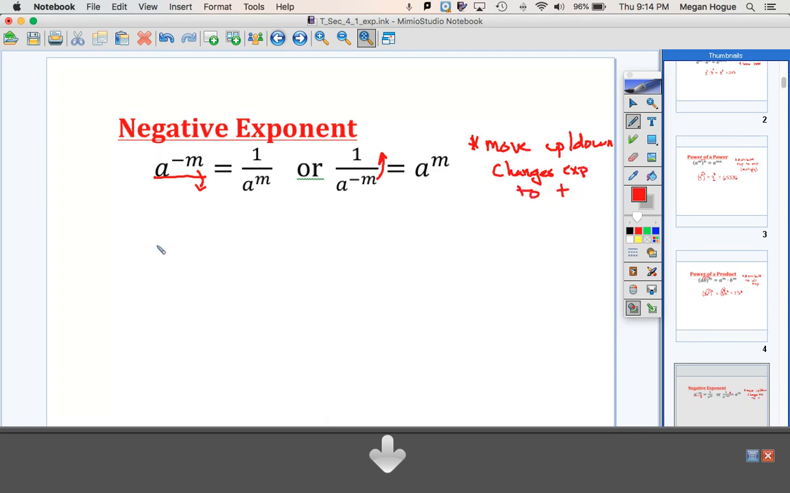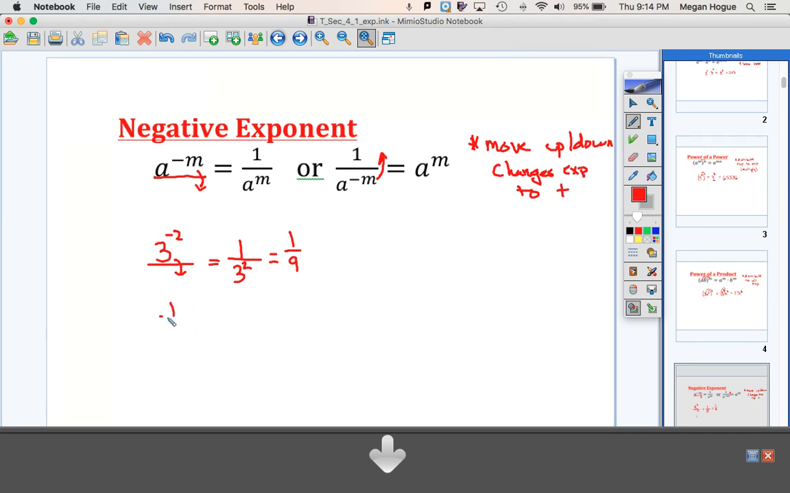So we'll have two examples here. Let's say we have 3 to the negative second. I'm going to put a fraction bar, drop it down. So that means I have 3 squared on the bottom. Well, if it's on the bottom, I have to have something up there, so I'll put a 1. And then I would go ahead and multiply out that 3 squared. That would give me 1/9. Fractions, fractions, fractions. I do not want to see any decimals here.